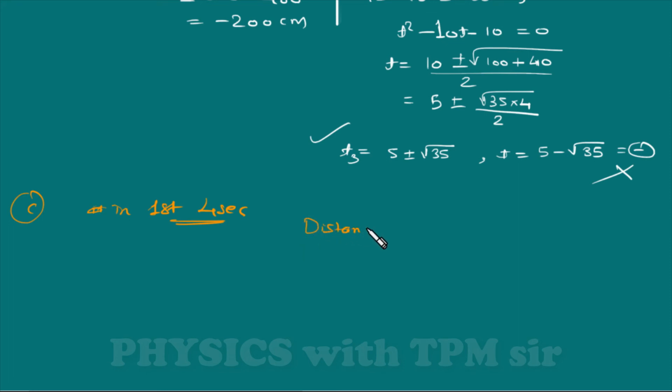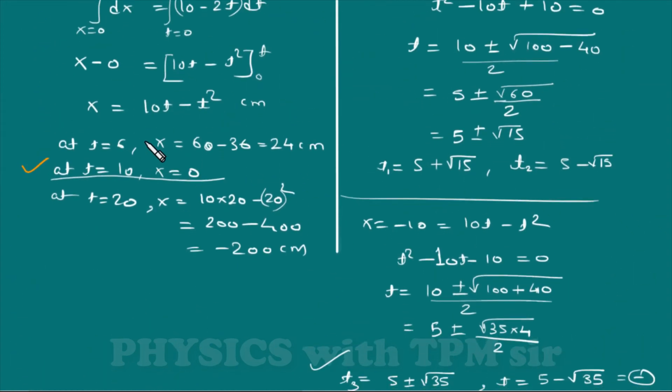Distance is equal to displacement, which, we know, is equal to final position minus initial position, right? So at t equal to 4 seconds, we know that x, the position as a function of time, is 10t minus t square. Let me check it once again, because I remember this. Yes, 10t minus t square.